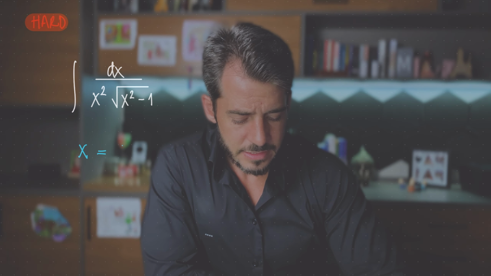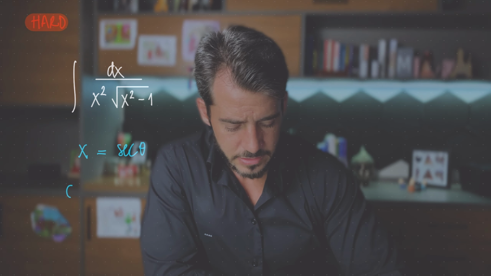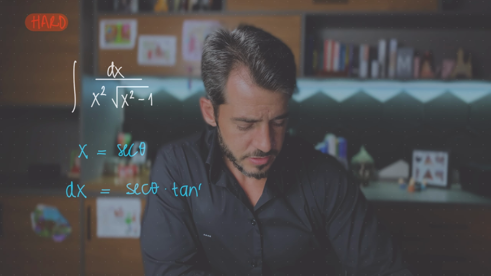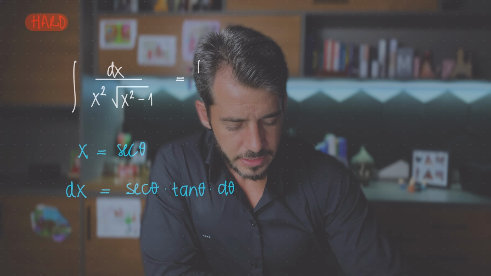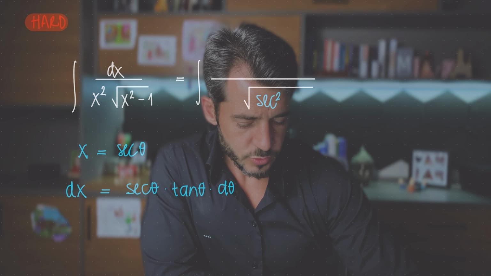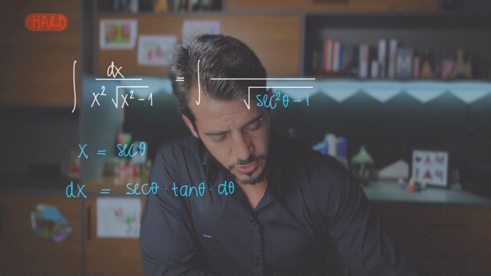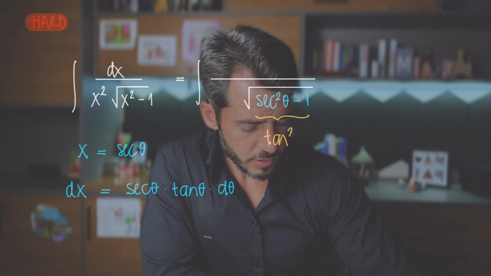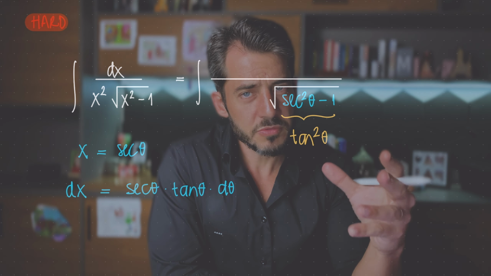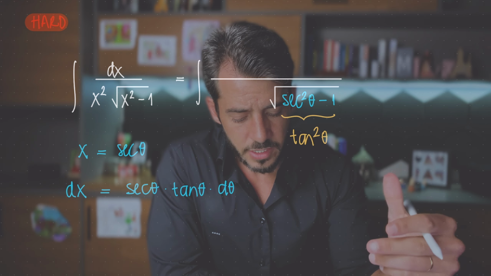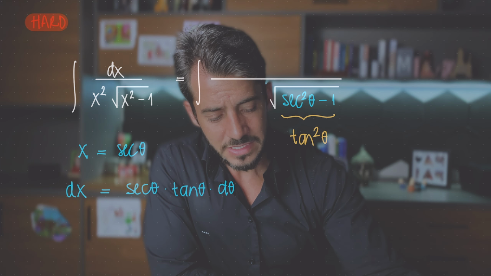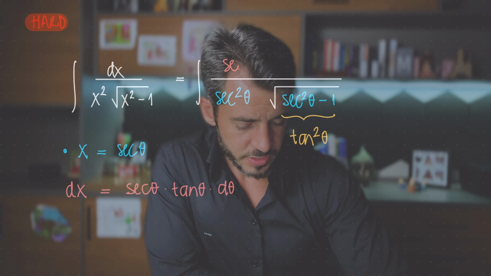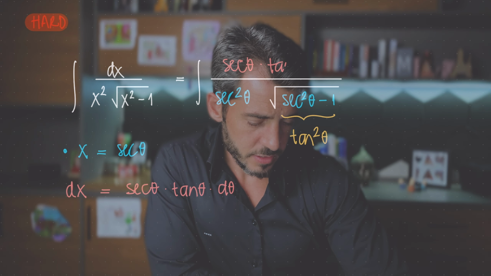If you call x secant of theta, your dx, by the way, is the derivative of secant, which is secant times tangent d theta. What we get inside this root is secant squared of theta minus 1. You should recognize this as being tangent squared of theta. On the next step, we simplify, crossing out the root with a square. Outside this root, still in the denominator, we have secant squared, given that we have x squared. And in the numerator, we have dx, which is secant theta tangent of theta d theta.